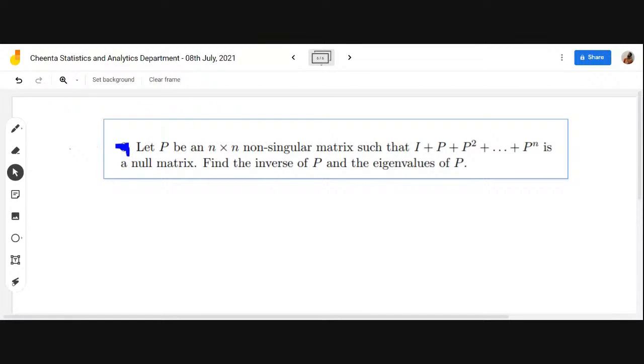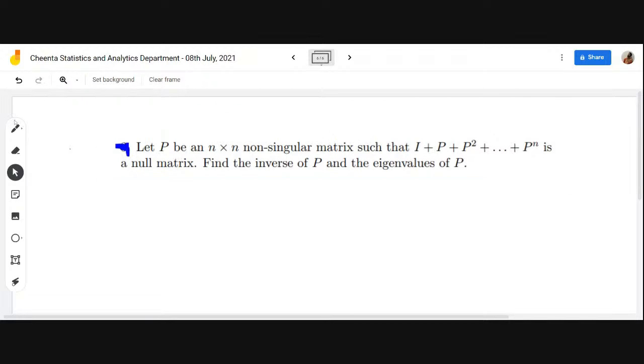How will you find this? Any ideas? How will you approach this problem? These problems really go into the basics. So how do you find the inverse of P?